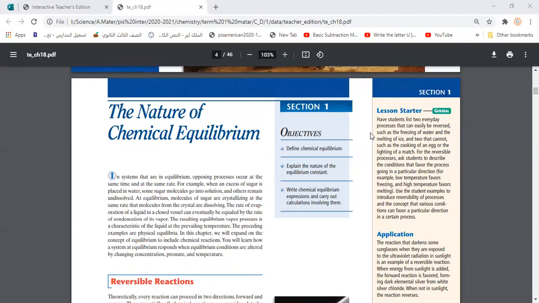We're going to pass to chapter 18, section 1, the nature of chemical equilibrium. First of all, we need to remember what the word equilibrium means. Equilibrium just gives you a sense that there are two sides which are equal. So what are the two sides which are equal, and what is meant by chemical equilibrium?